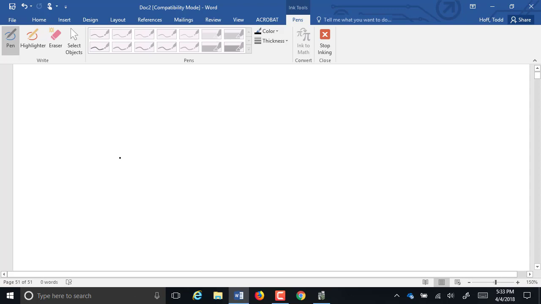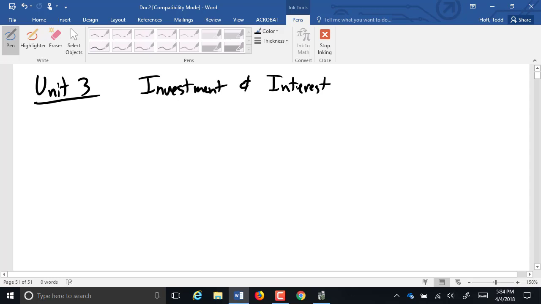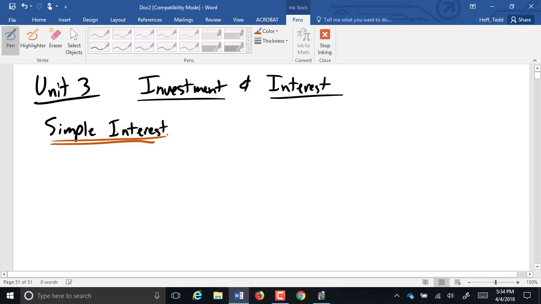So anyway, tonight we start Unit 3. Unit 3 is about investment and interest. There are two types of interest we are going to talk about. The first type is simple interest. Simple interest is just that. It is the simplest way that interest can be calculated.